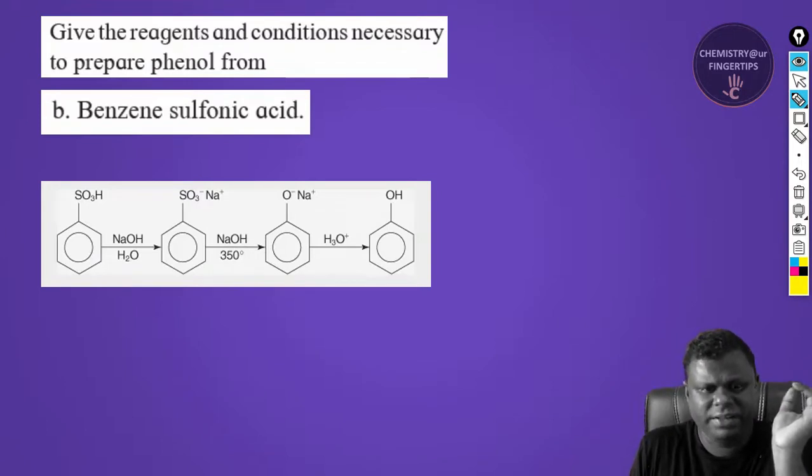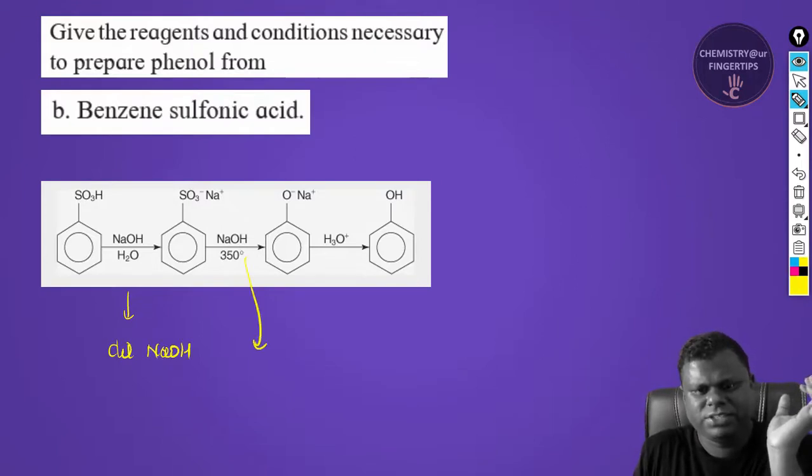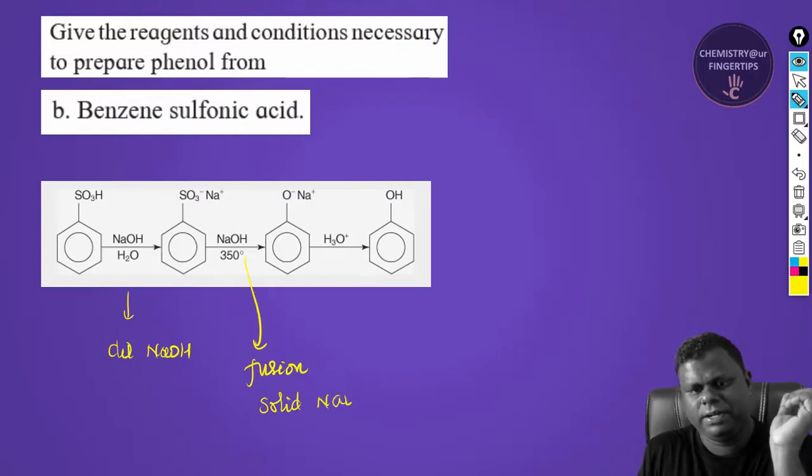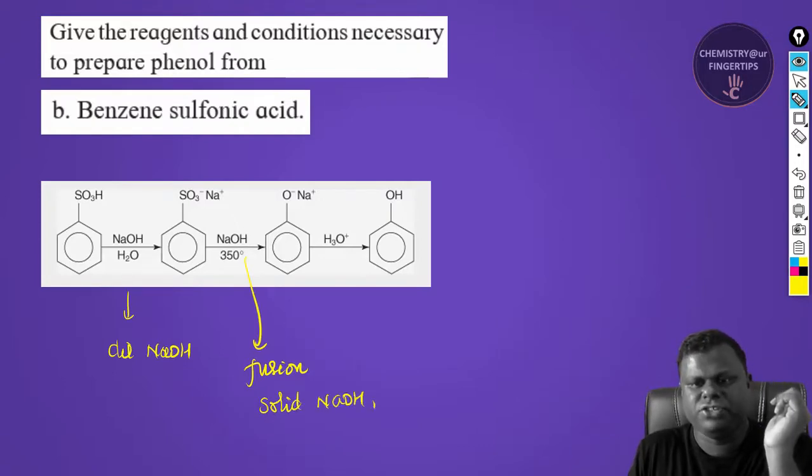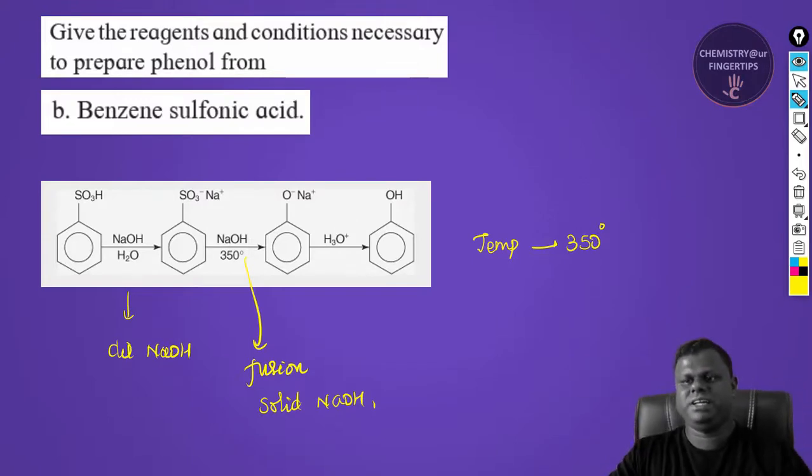and the conditions. Okay, so here it's going to be dilute NaOH, right? Dilute NaOH, whereas here this NaOH is nothing but this is a fusion reaction which is happening over here. So this is NaOH solid, right? Correct. And you can see the temperature of this particular reaction is nothing but 350 degrees, right? So this is basically the reaction.